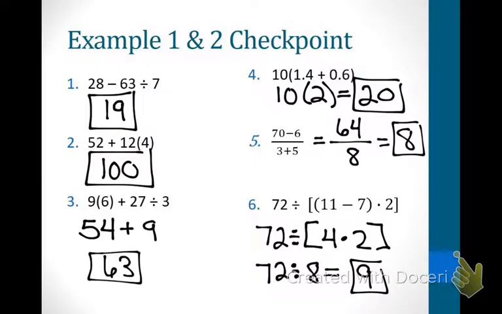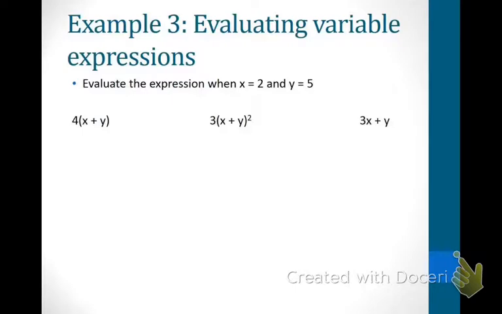Okay? Now, example 3 deals with substituting a value for a variable and then solving. All right, so in example 3, we're going to take these values of x and y. X equals 2 and y equals 5. And we're just going to plug them into the expression and then use order of operations to solve. So if I plug in 2 for x and 5 for y, go ahead and evaluate that on your papers. All right, I made the substitution for you on the first one. Go ahead and evaluate.